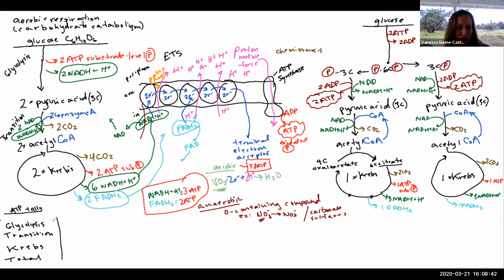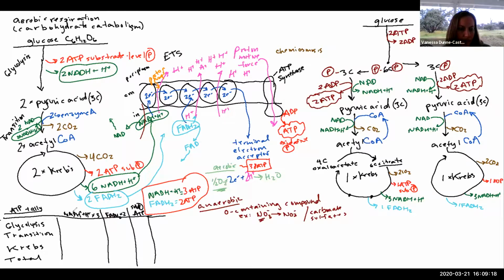It would be easier for me to just do this on an Excel sheet, but that's okay. So let's do our NAD. Sorry guys, I'm not changing colors here. And then our times 3. How much FADH2 times 2. How much ATP through substrate level phosphorylation. And then we'll tally it all up in the end over here.